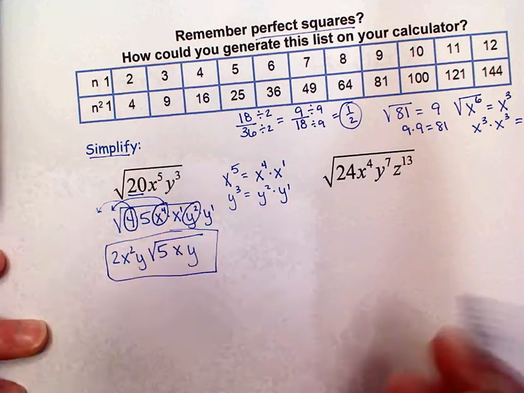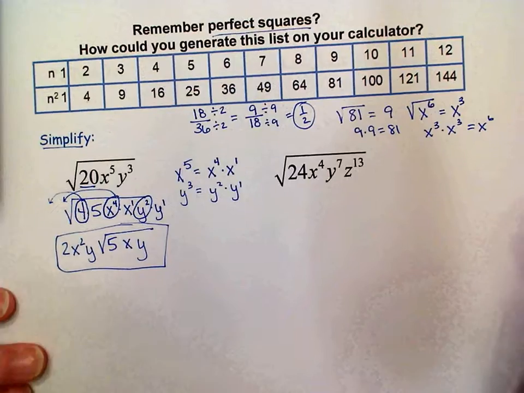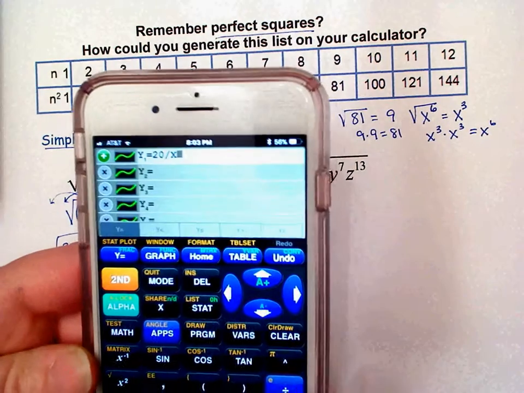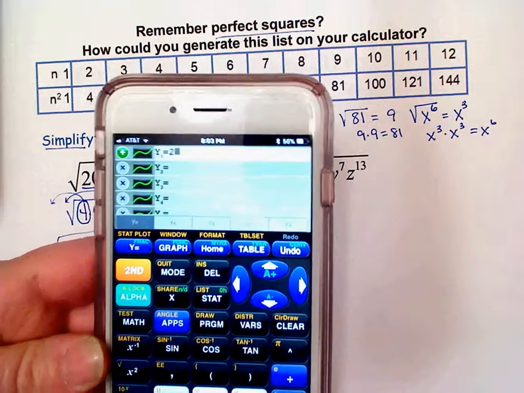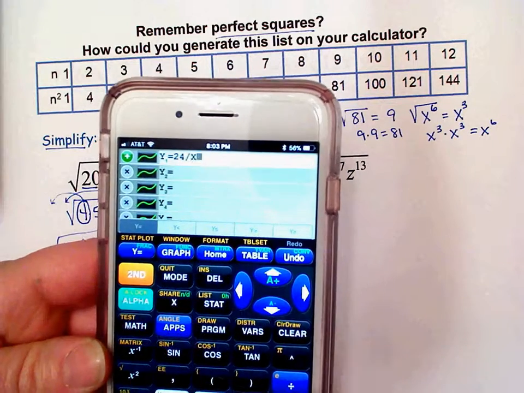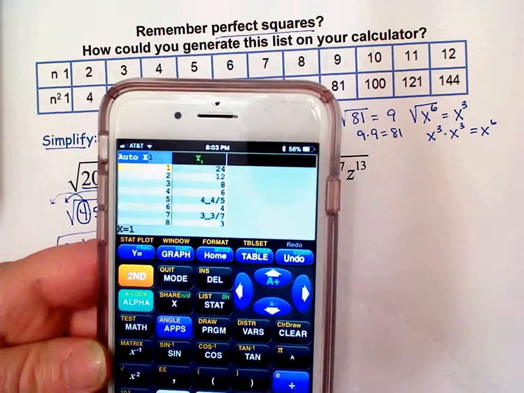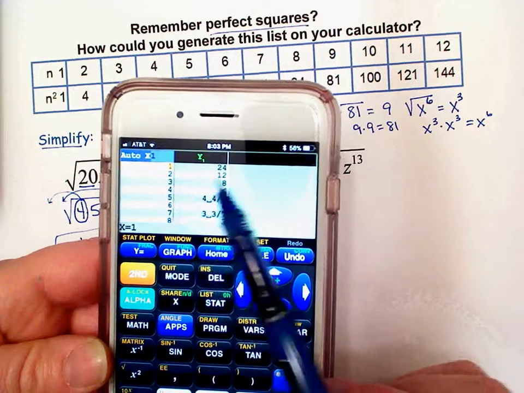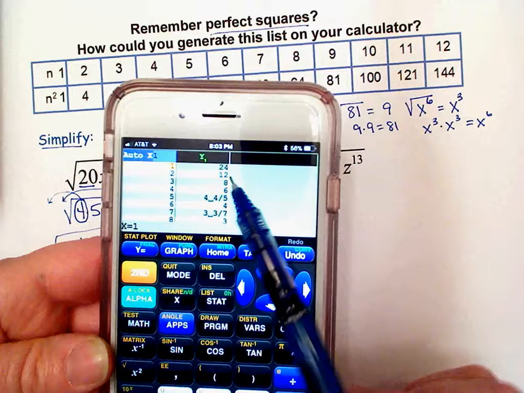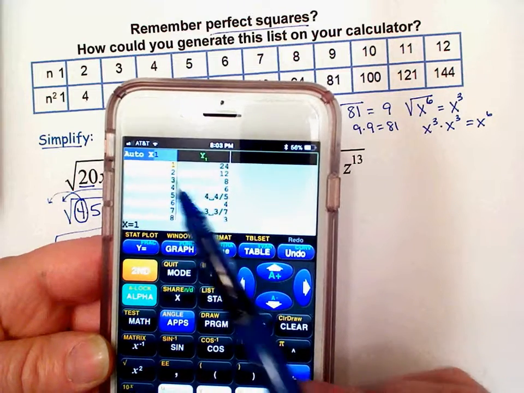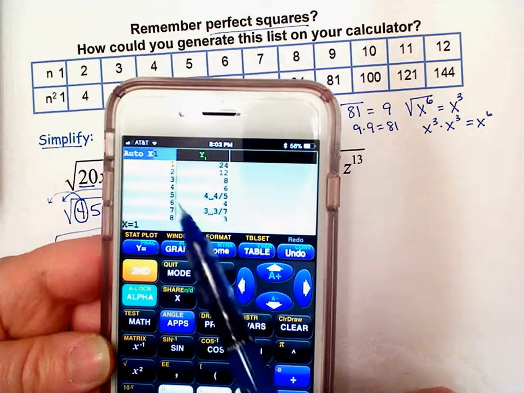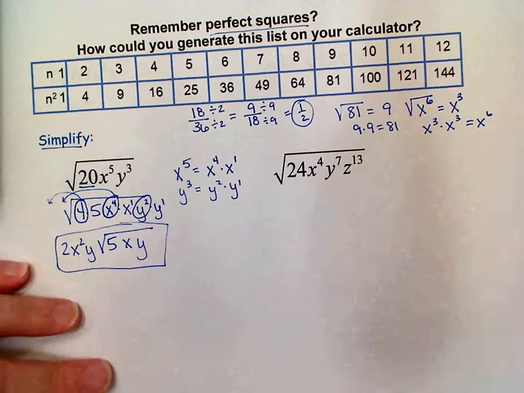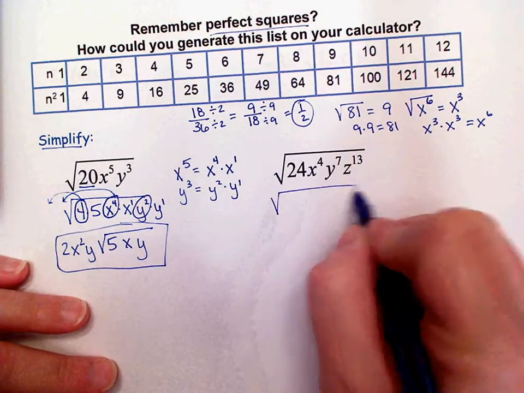So let's look at another one here. The number is 24. So remember, you can go to your y equals if you don't know these numbers. Put in 24 divided by x and look in your table. So again, 1 times something's not going to help. 2 and 12, neither one are a perfect square. 3 and 8 are not perfect squares. 4 times 6 is helpful because 4 is a perfect square. So I'm going to separate the 24 into 4 times 6.